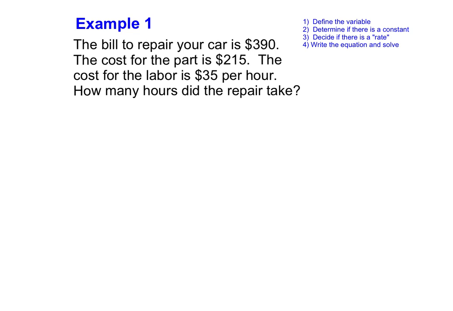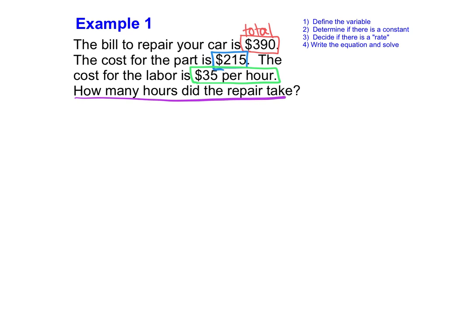It says, the bill to repair your car is $390. I like to make notes as I go, so I know that this is my total bill. It's the total that I'm going to pay. The cost for the part that I need to repair my car is $215. The cost for the labor is $35 per hour. And then lastly, how many hours did the repair take?